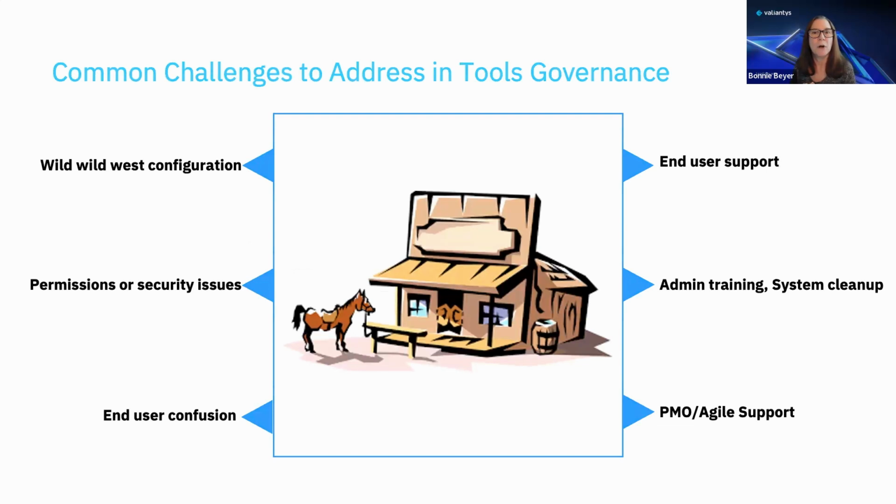Some of the things that are going to be involved in this are, you need to address that wild, wild west configuration. Permissions and security issues. Those are things that you might have to attack right away. We want to make sure that our permission schemes and our administration access are appropriate for our organization and for the visibility of the data. Otherwise, you could end up with some security issues, especially if you're in an organization that has perhaps some federal requirements for visibility of data.